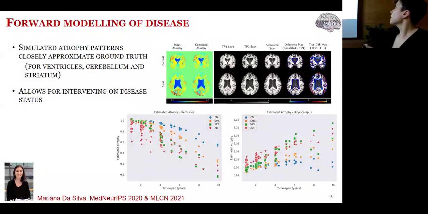This is a very coarse model, but nonetheless, you can see that it does a good job of predicting the core patterns of cortical atrophy of the ventricles and the hippocampus sufficiently well that you can see that they distinguish clearly between the controls and the disease states.